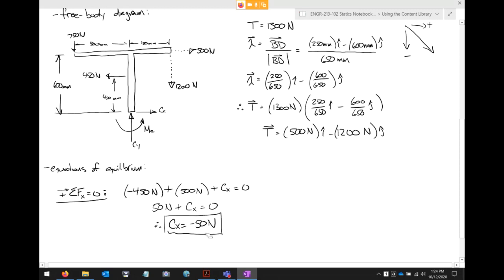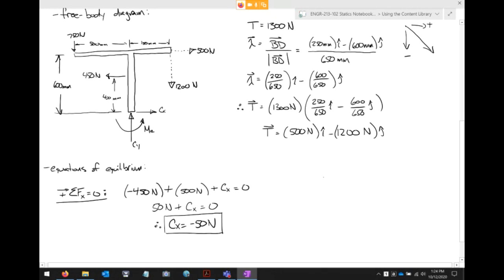What that means is my assumption was wrong. I drew that arrow going to the right. I'm wrong. It's going to the left. That doesn't mean I need to develop significant emotional distress. When I write down my answer, I just write, oh, Cx is 50 to the left. And that's all there is to it. Pretty straightforward. And then we just keep on chugging with this.